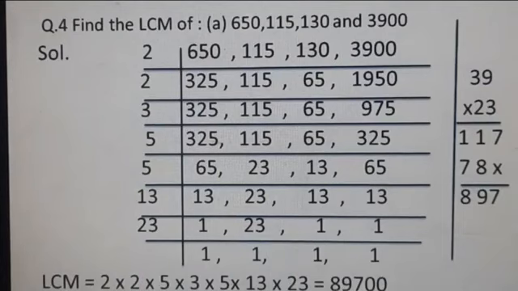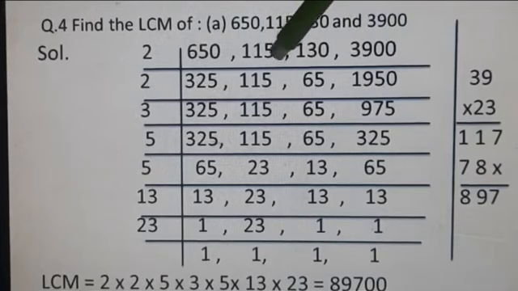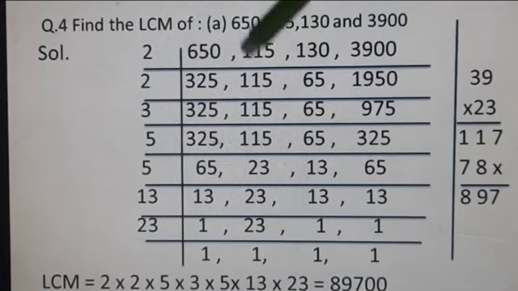Next is question number 4. Find the LCM of 650, 115, 130, 3900. First of all, we will check even numbers are there. So we will start with 2. Okay. 650 divided by 2, we will get 325. 115 is not divisible by 2 completely, so it will be written 115 only.